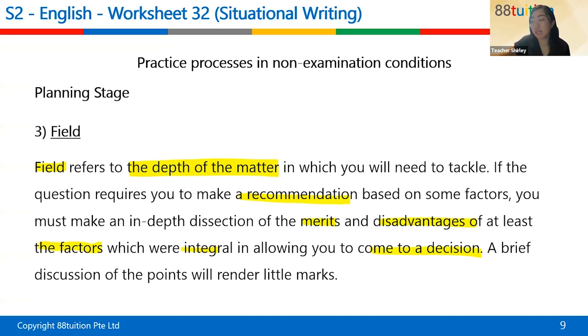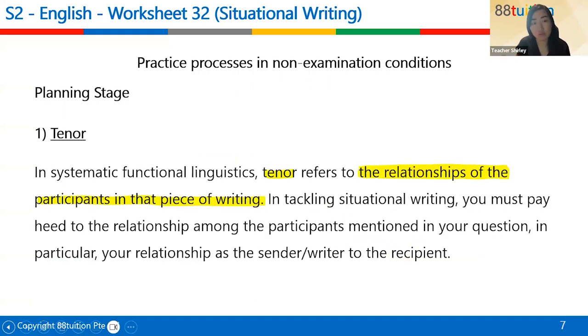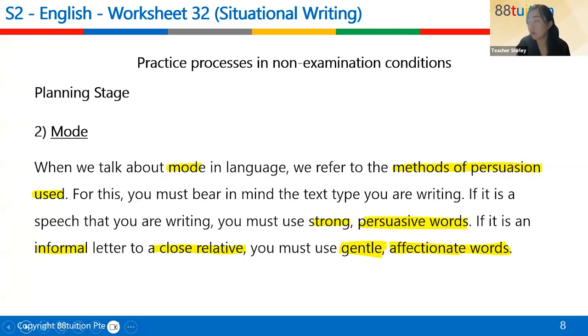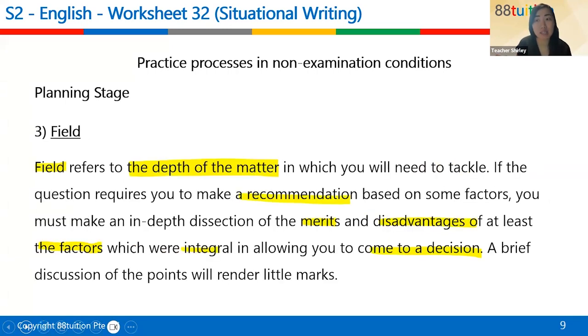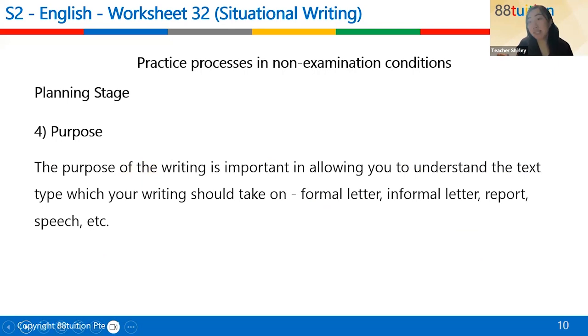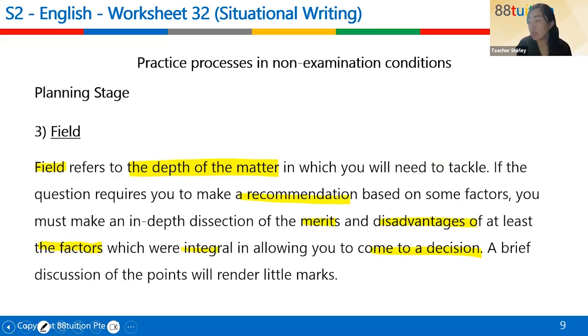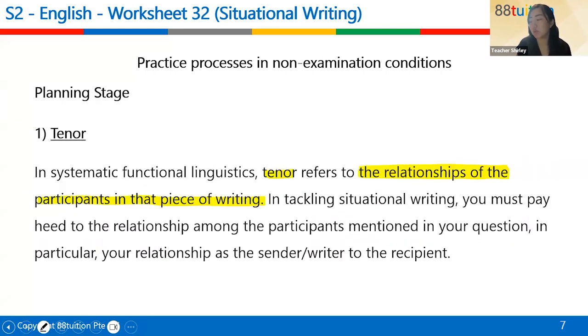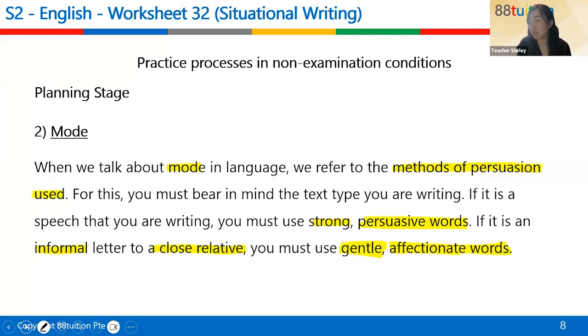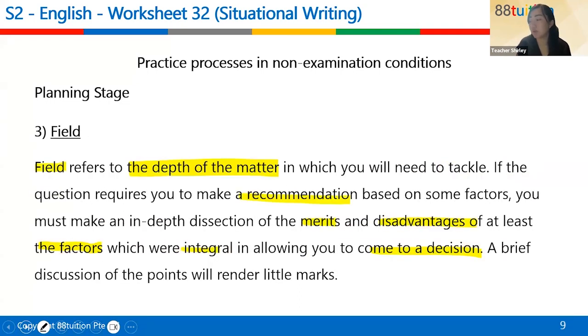So we have gone through tenor, mode, and field. Okay, let's just recap. Tenor means the relationship of the participants. Mode means, of course, the methods of persuasion. It's more like a tone. Are you using a strong persuasive one? And then the field is basically the depth of the matter. Do you really go in depth in terms of your explanation and all? Then comes purpose. I know your school teachers always talk about purpose, audience, context, but I think tenor, mode, and field are also important things that you want to pay attention to. The relationship, methods of persuasion, as well as the depth.